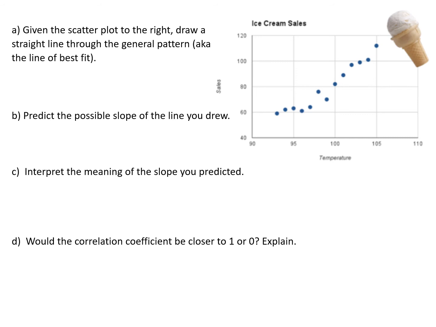So the first thing it asks us to do is to just sketch our line of best fit. So draw that straight line through that general pattern. So we know that my ability to draw straight lines is not the greatest, but something like that. And that looks pretty decent. You've got some points above, some points below, and it looks like maybe there's at least one point that actually lies on that line.